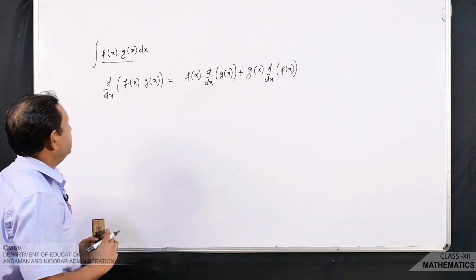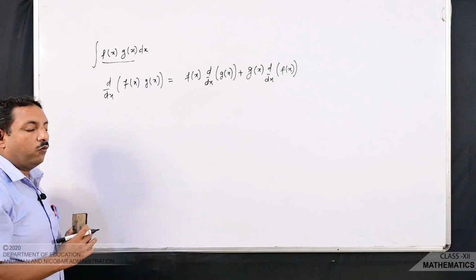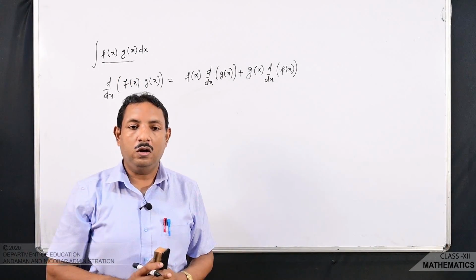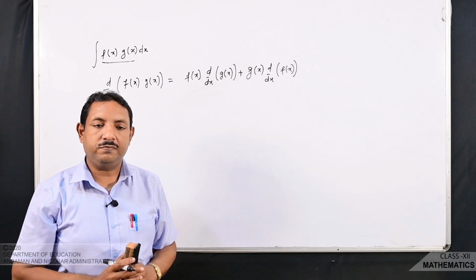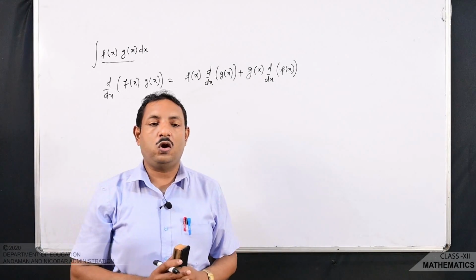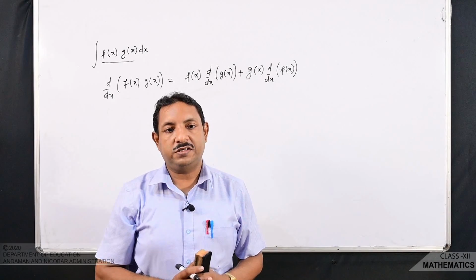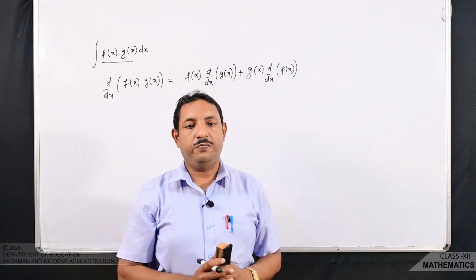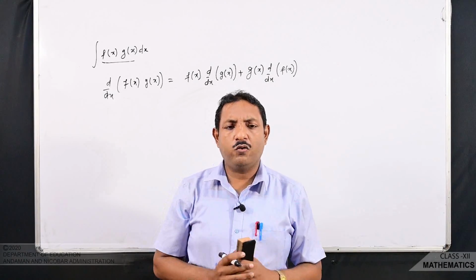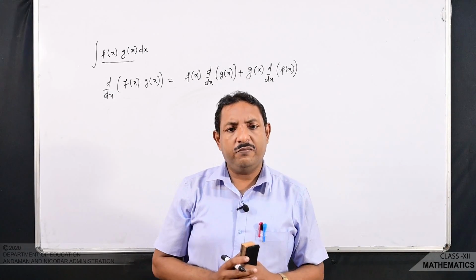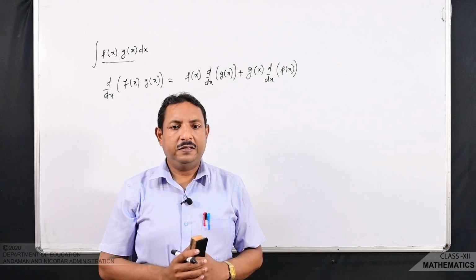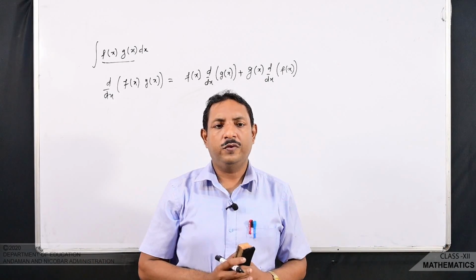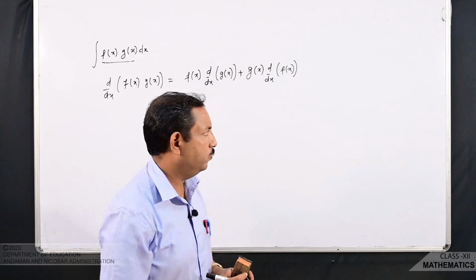Now, if the case arises for integration, then what can we do? We have a particular rule for finding that integration, and that rule is called integration by parts. So, today our topic is integration by parts. Now, I show how we can find the integration by parts formula. This formula can be derived by using the product rule. Let us take the product rule.